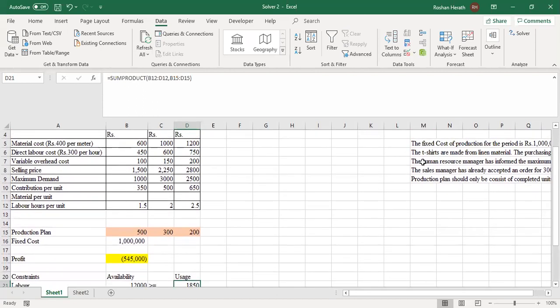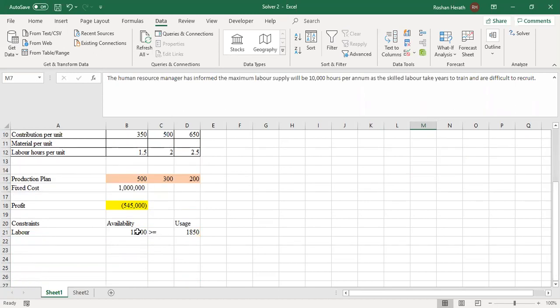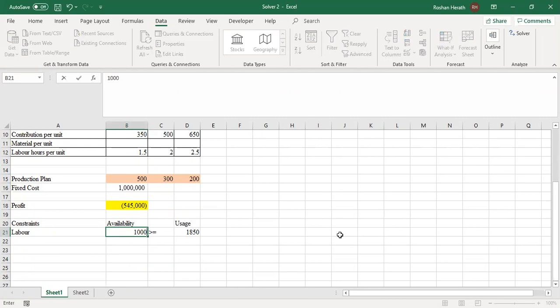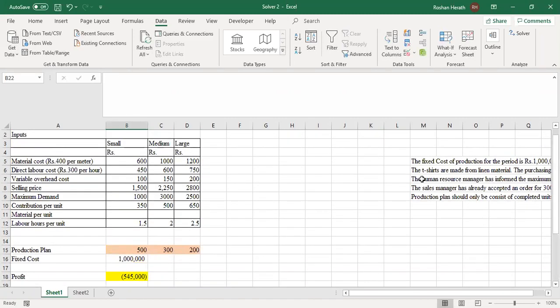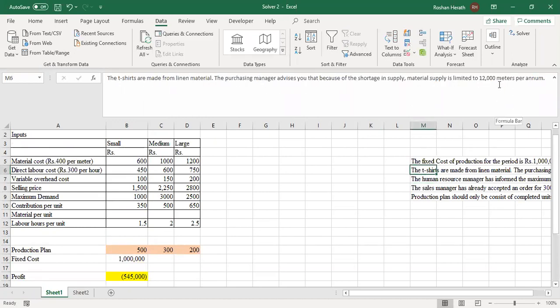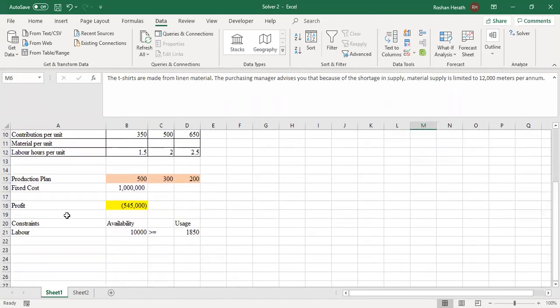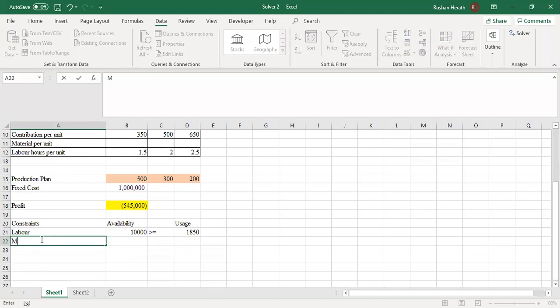Now the second constraint. It talks about the material. Sorry, I have taken that labor availability wrongly. It should be availability 10,000. Mistake. Sorry, availability is 10,000. Sorry, I have missed that. When it comes to the material, the maximum is 12,000 meters available. So you may take that for materials.